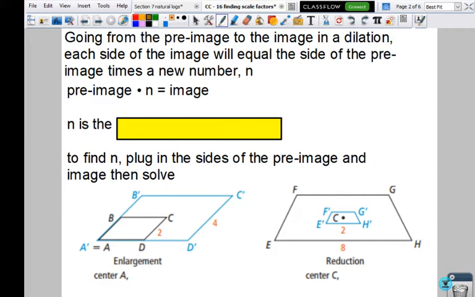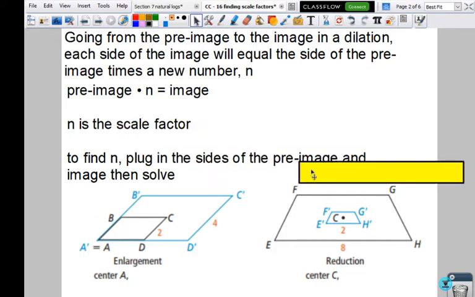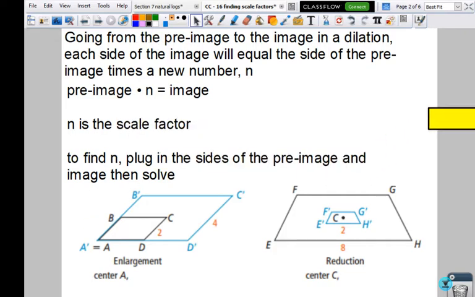So, we're going to be looking at dilations, and we're going to be looking at the scale factor. We're going to be finding scale factors. A scale factor is how much the shape has changed. By what amount has the shape changed? If we go from the pre-image to the image in a dilation, each side of the image will equal the side of the pre-image times some new number n, and that new number n is the scale factor. So when you take your pre-image, you multiply it by n, that gets you your new image.